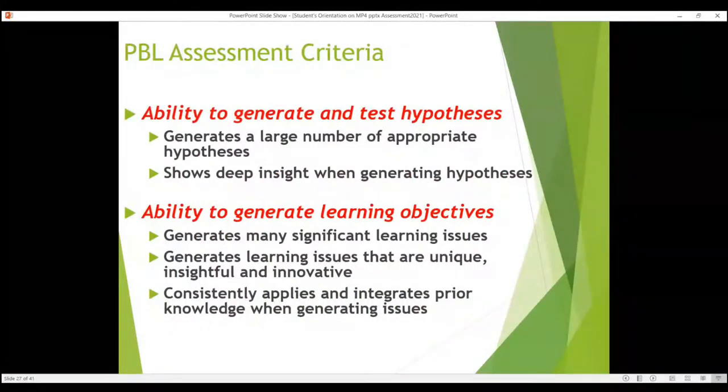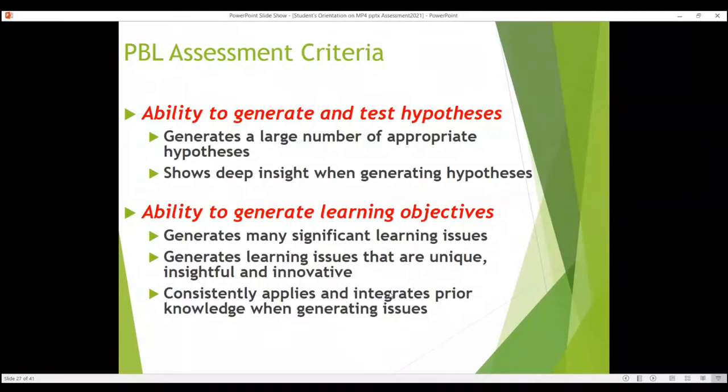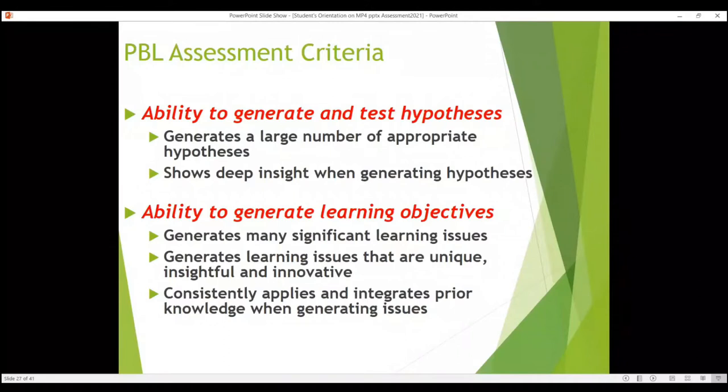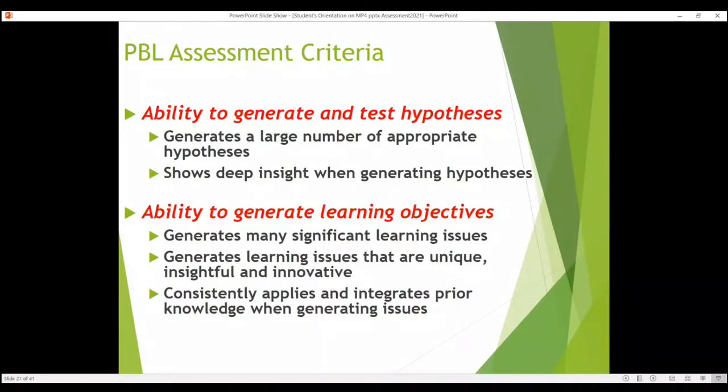Next, ability to generate and test hypothesis. Whatever problem you are given, you should be able to generate hypotheses as well as learning objectives from that problem. Your learning objectives and your hypotheses must be relevant to the problem. As I mentioned in the beginning, you should have all these qualities because you will be assessed against them. More importantly, you need these qualities to perform effectively in the PBL sessions. Overall, the most important thing is that all these qualities will be inculcated during your stay in the medical school so that when you graduate, you are a distinctive graduate with all these qualities.